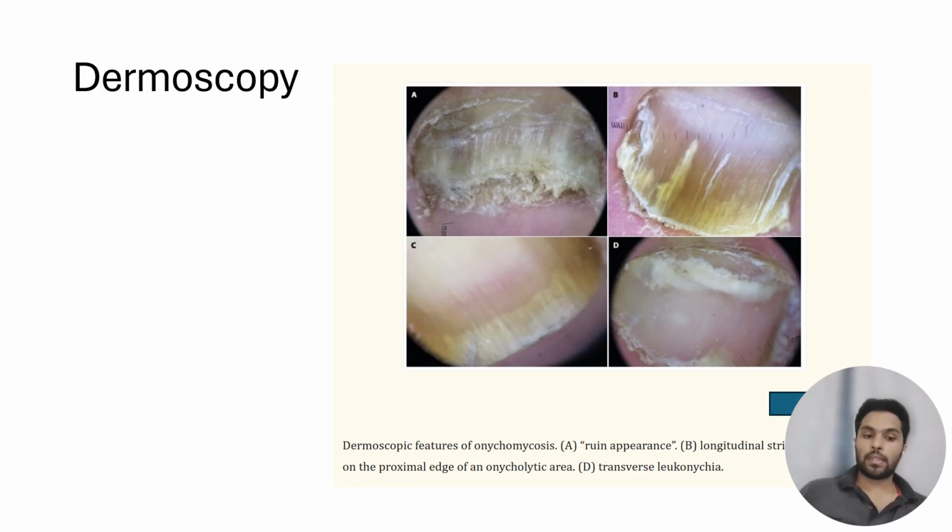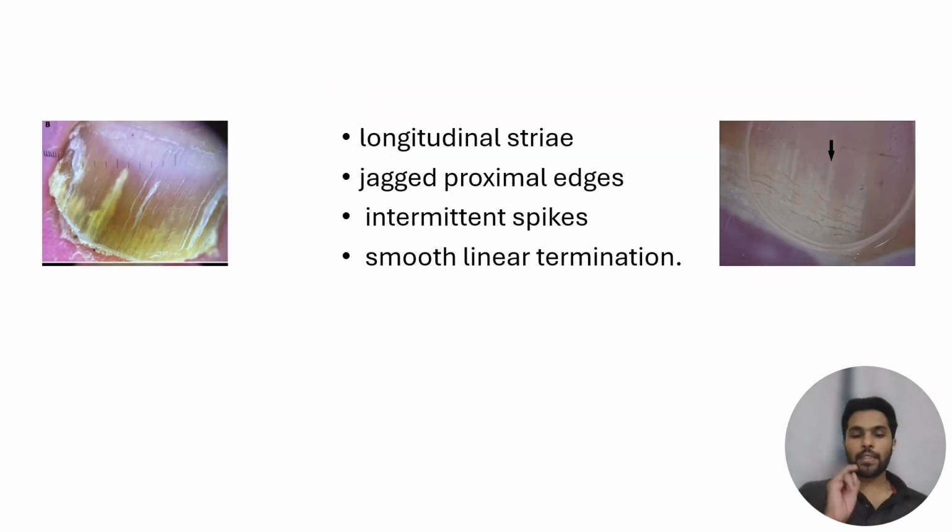Also, we can see transverse leukonychia. In IADVL, these are the four findings given: longitudinal striae, jagged proximal edges, intermittent spikes, which we can see here, and smooth linear termination.